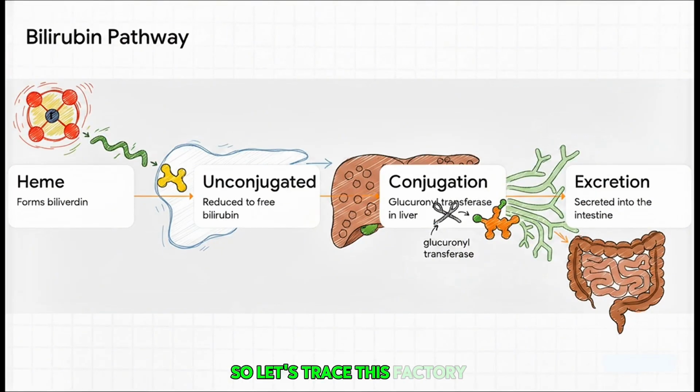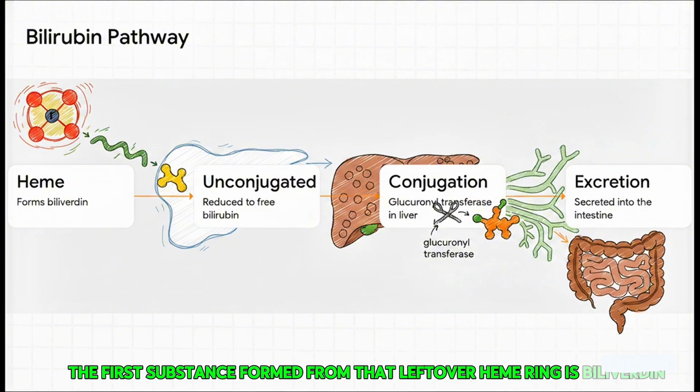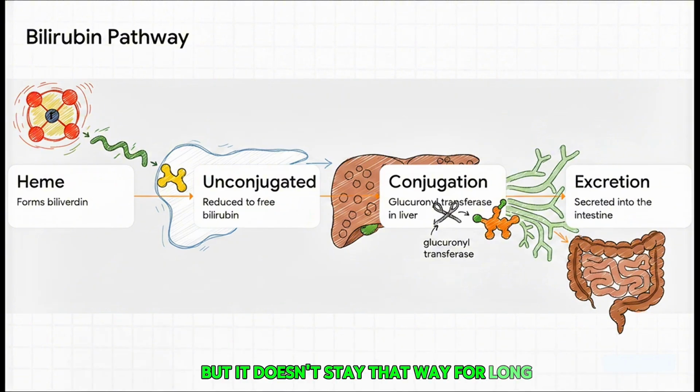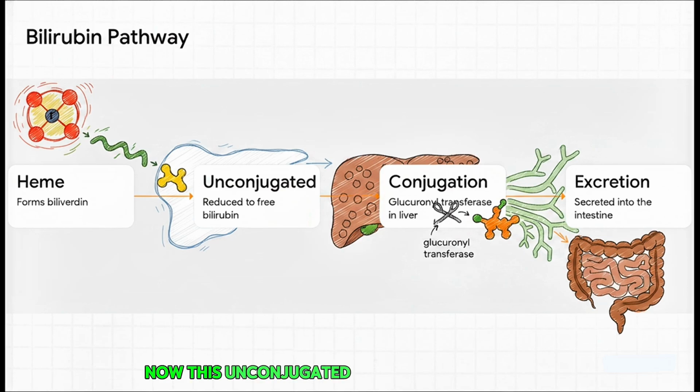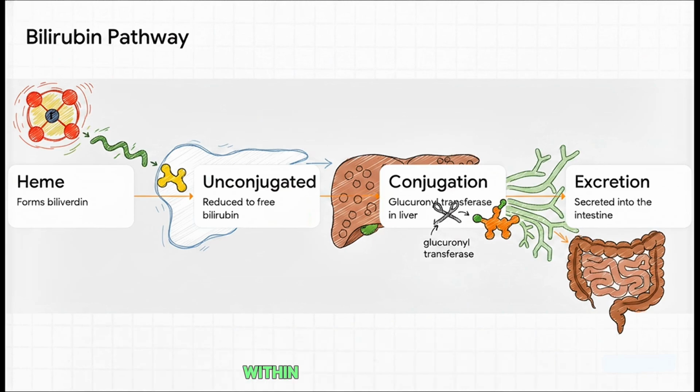So let's trace this factory line. The first substance formed from that leftover heme ring is biliverdin. But it doesn't stay that way for long. It's rapidly reduced to free bilirubin, which we also call unconjugated bilirubin. Now, this unconjugated form is highly lipid soluble, meaning it needs a transport vehicle. It hitches a ride by binding strongly to plasma albumin to travel through the blood. Within hours, it hits the liver, gets absorbed through the hepatic cell membrane, and drops its albumin carrier.